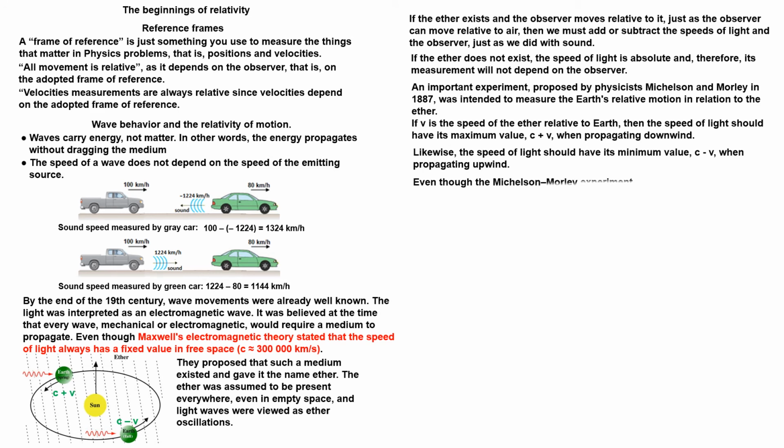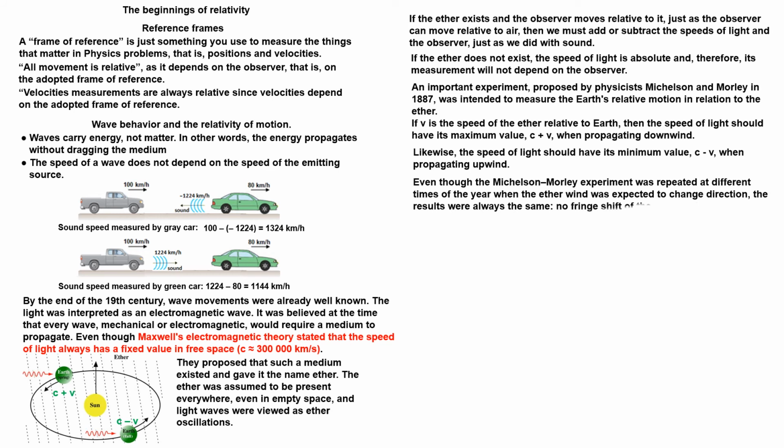Even though the Michelson-Morley experiment was repeated at different times of the year when the ether wind was expected to change direction, the results were always the same. No fringe shift of the magnitude required was ever observed.